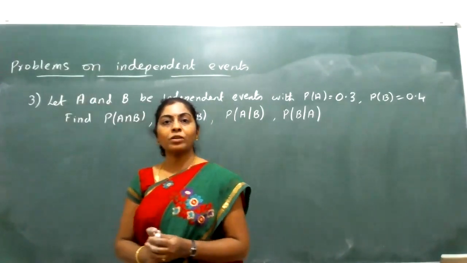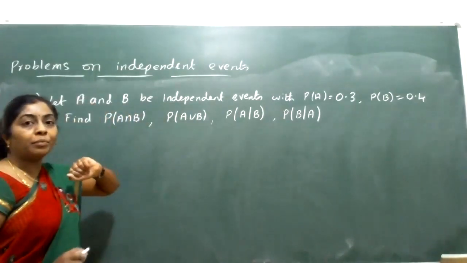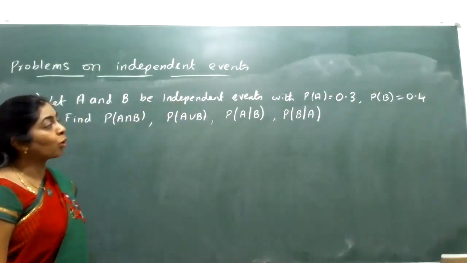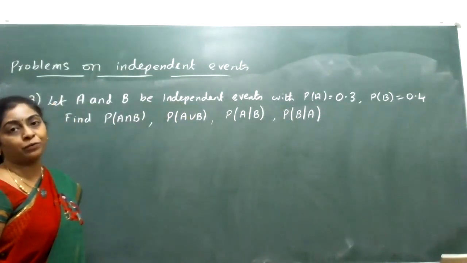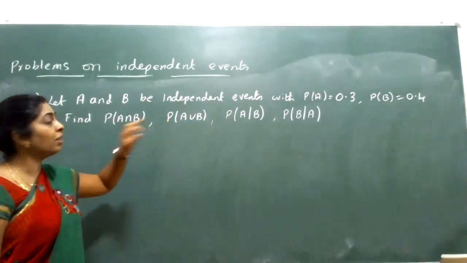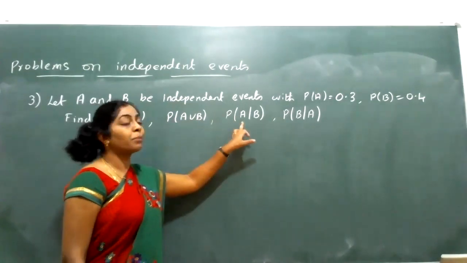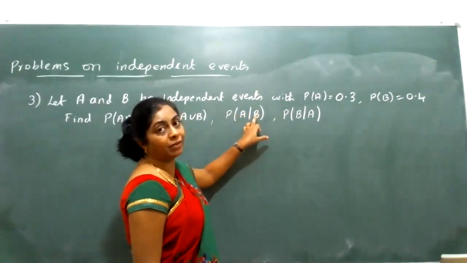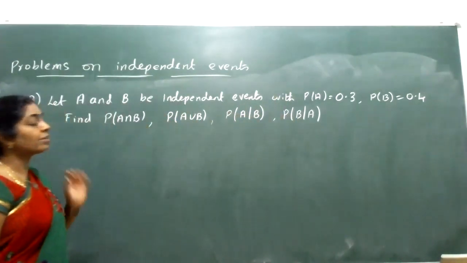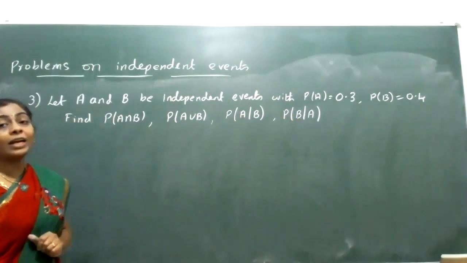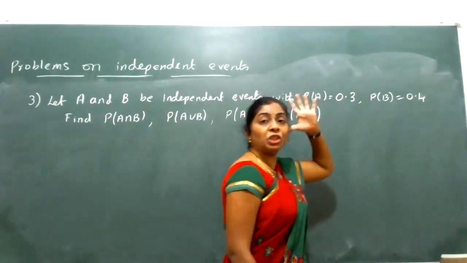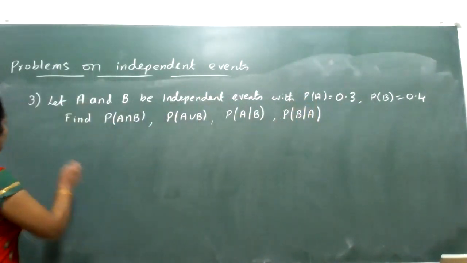The next problem asked is: let A and B be independent events with probability of A is 0.3 and probability of B is 0.4. They are given in terms of decimals. Find probability of A intersection B, probability of A union B, conditional probability of A when event B has occurred, and conditional probability of B when event A has occurred. Let us see how to arrange this. They have given that A and B are two independent events and the values of the two individual events. Using that, let us find out.